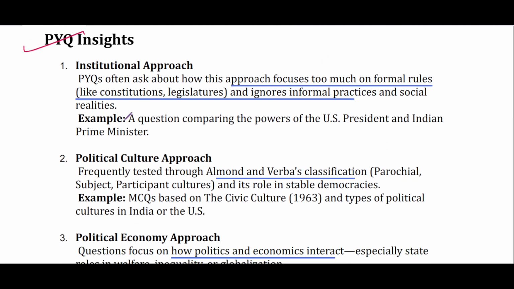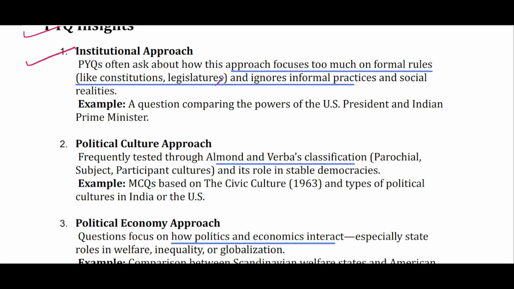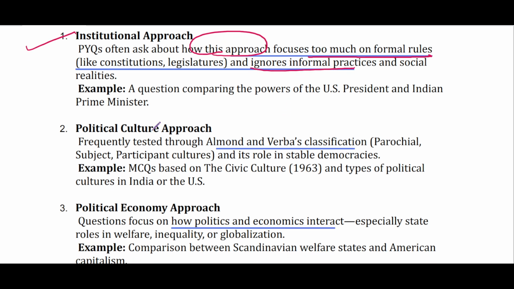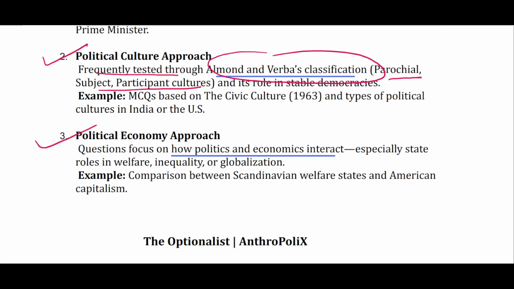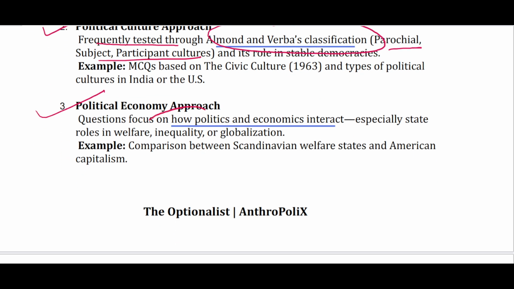Now the PYQ insights. So PYQs often ask about how any particular approach focuses too much on formal rules and ignores informal practices, especially the new institutional approach. Then the second question is from the critical culture approach. So frequently asked questions are about Almond and Verba's classification: parochial, subject, and participant culture. Then from political economy, questions focus on how politics and economics interact.